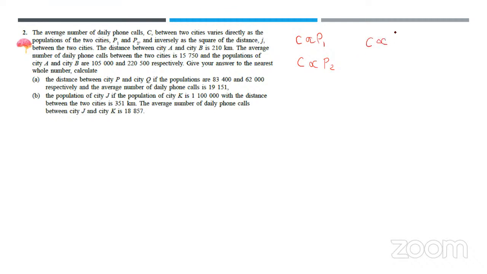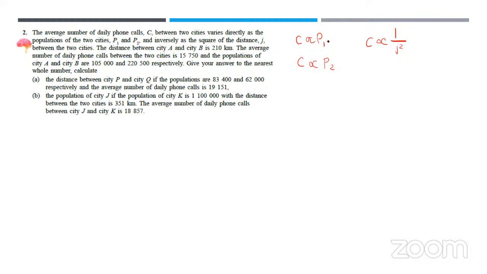Because it varies inversely to J squared, because they say square of the distance J between the two cities. So the distance between city A and B is 210 kilometers. The average number of daily phone calls between the two cities is 15,750. And the populations of city A and B are 105,000 and 220,500 respectively. So they're giving you all these values here, so that you can sub them back into the equation.